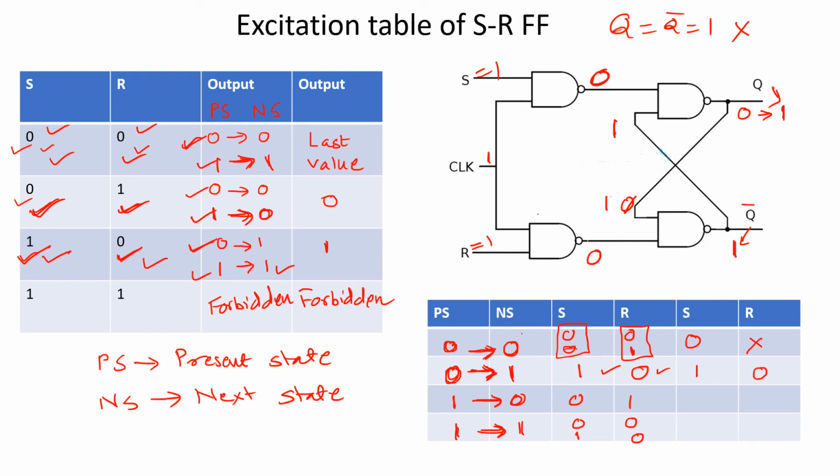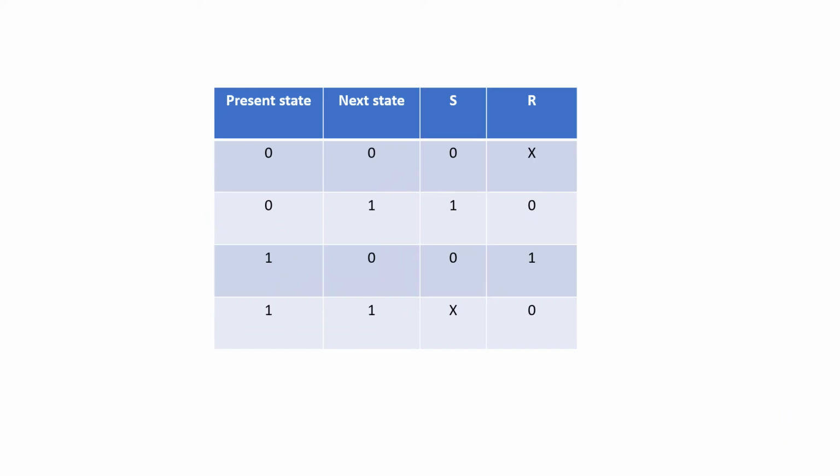If present state is 1 and next state is 0, then S has to be 0 and R has to be 1. If present state is 1 and next state is 1 if I want, then you can see here R has to be 0 and S can be anything, that is known as don't care. So these two columns, they are known as the excitation table of SR flip-flop. This is the excitation table of SR flip-flop.